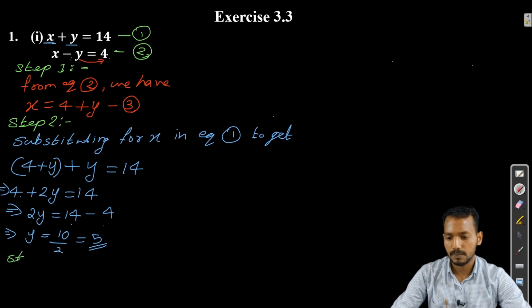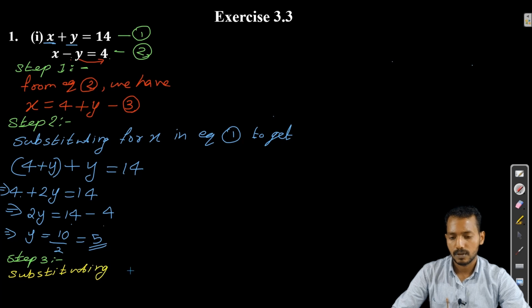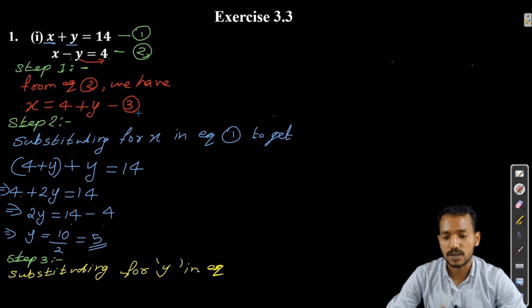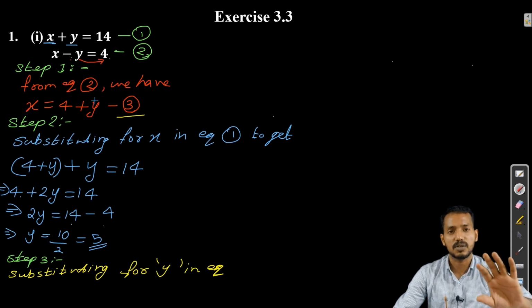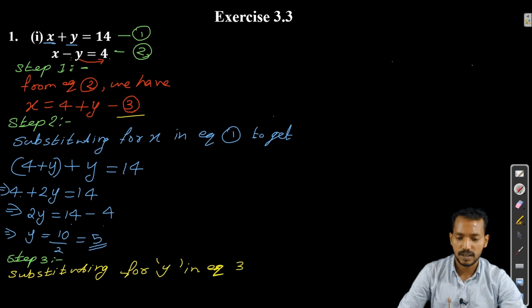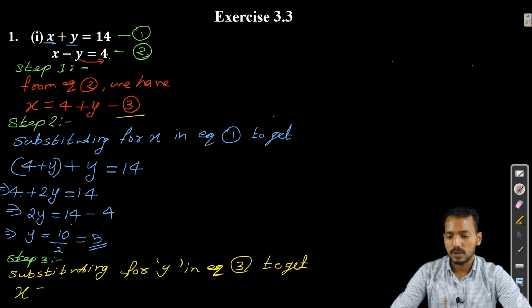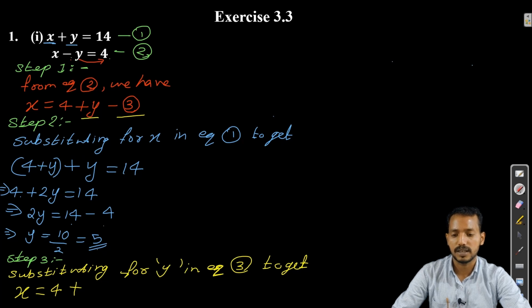So in step 3, substituting for y in equation, in which equation will we substitute? In equation number 3, because that is already in terms of x. Clear? Equation 3 to get, what will we get? x equal to 4 plus, what is the value of y? The value of y we already got, that is 5. So 4 plus 5, which is equal to 9.